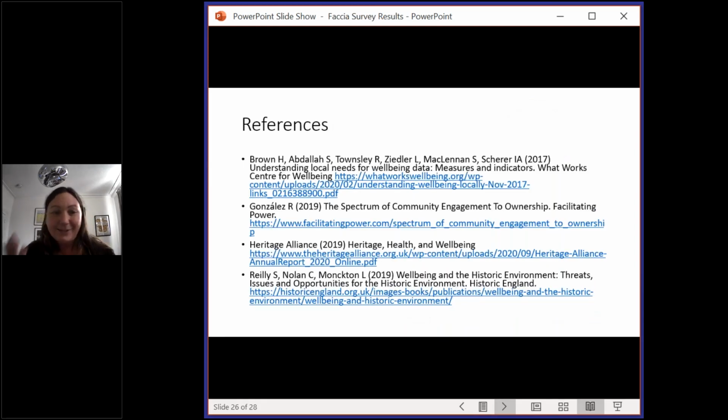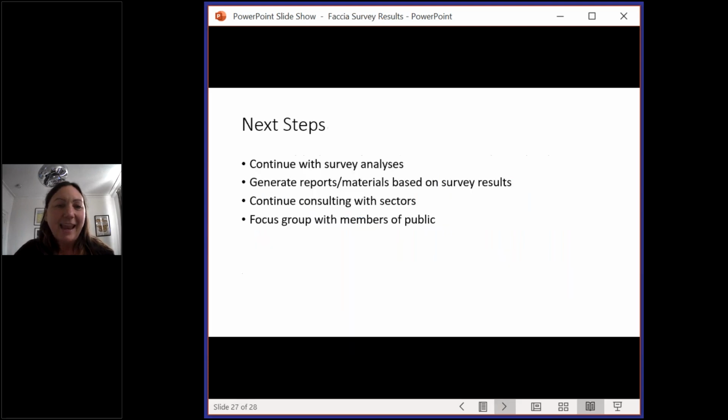So these are some of the references from the presentation today. And as far as next steps, I'll continue with some survey analysis, and we'll generate some reports and materials based on the survey results. We'd like to make them accessible to people and not just in a report form. We'll also continue consulting with the sectors that I mentioned earlier, as well as with members of the public. So we're currently beginning to organize focus groups that we hope to recruit from around the London office. So we want to keep it local and also include multilingual community members as well.